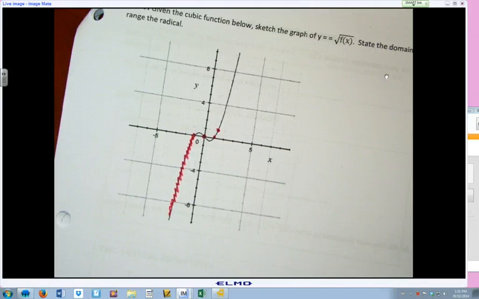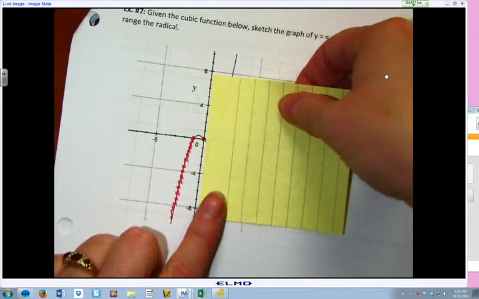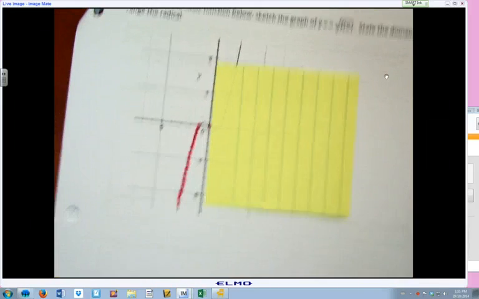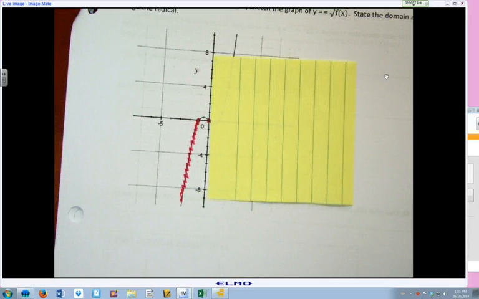So first, let's just look at the left-hand side of this. We've done one that looks very similar to that. That would be like a down parabola. What do we know when we take the square root of a down parabola? It's a little bump. So we've got to figure out where the bump's going to be.